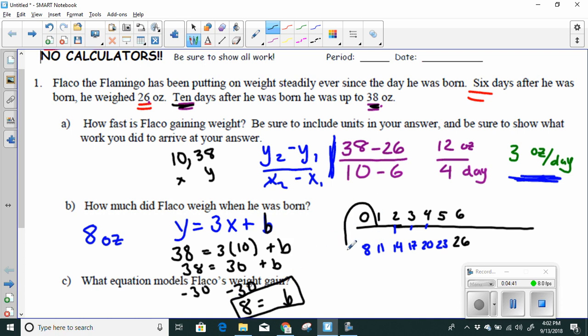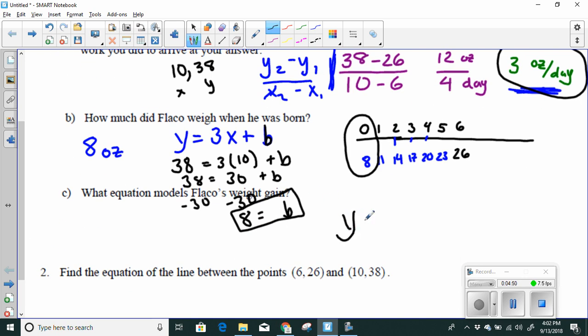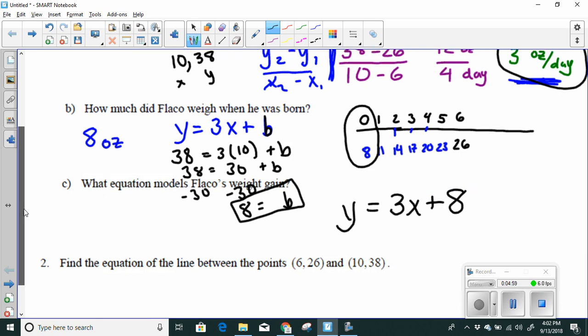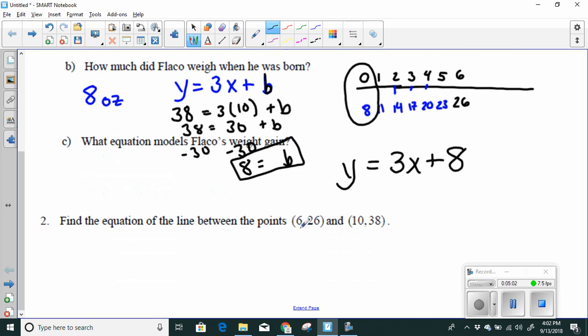Now that we know a start value, and we also know a slope, we can write the equation of that line and answer part C. The equation of this line is y equals 3 ounces per day plus the 8 ounces that he started with. That said, you didn't need to do any work for part B. You could have done all the work again, but these values are exactly the same. At 6 days, he weighed 26 ounces. And after 10 days, he weighed 38 ounces. So we could have just written the equation: y equals 3x plus 8.